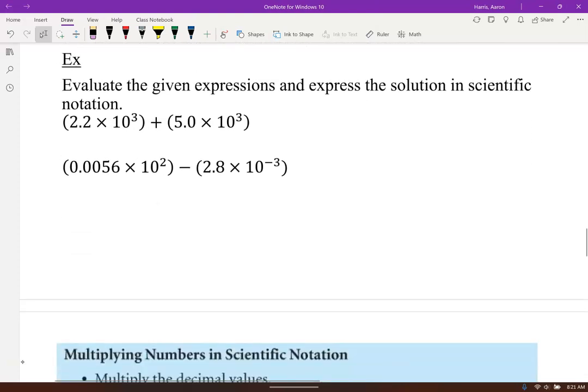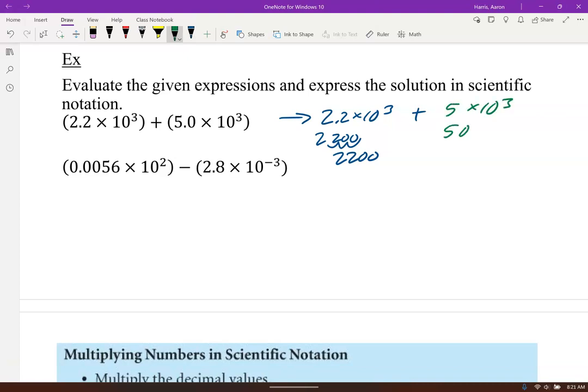So here's our first one. 2.2 times 10 to the third. Well, 2.2 times 10 to the third, I'm going to move that right. 1, 2, 3. So that's 2,200. And then it's being added to 5 times 10 to the third, which is 5,000.